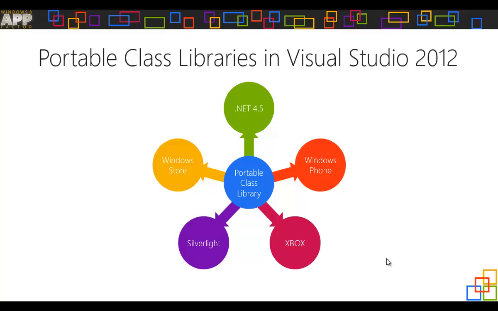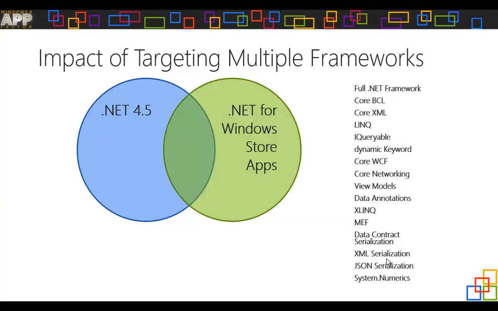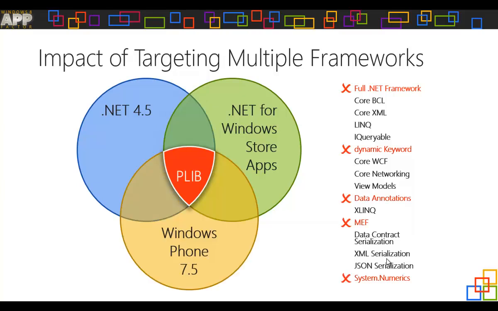Now, as you create a portable class library, you get to choose which of those target frameworks you wish to support. And the more target frameworks you support, the smaller the surface area of the .NET APIs you can consume from the portable library itself. So for example, if you were to target just .NET 4.5, you'd have the full .NET framework available within your portable class library. But if you say, well, I want this portable class library to also be consumed from Windows Store applications, then there's a smaller subset of the overall .NET framework that you can consume. That's going to give you a restricted surface area inside your portable class libraries. If you furthermore targeted, let's say, Windows Phone 7.5, again, the set of APIs that your portable class library has access to becomes smaller still.